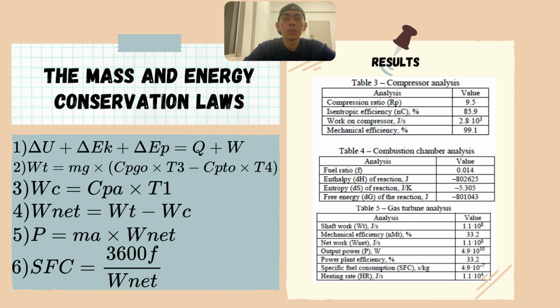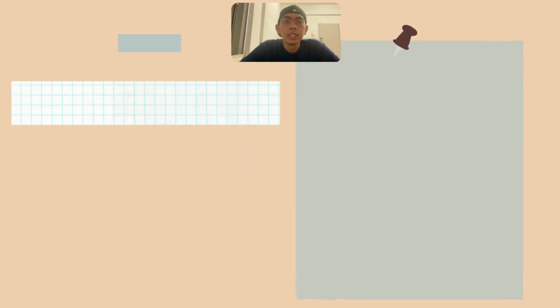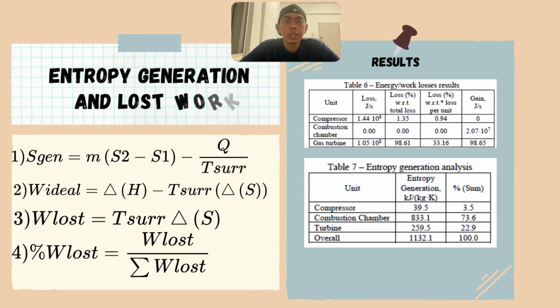The next formula is work done on the compressor was obtained by using equation constant gas multiply temperature at 1. The next formula is work net. The formula is work turbine minus work compressor. And then the specific fuel consumption and output of power of the gas turbine will be calculated using equation number 5 and number 6. From the formula and calculation, we can get the result for turbine analysis, compressor analysis and combustion analysis. The second part is we will calculate entropy generation and loss work.